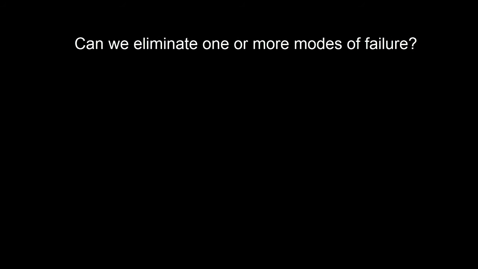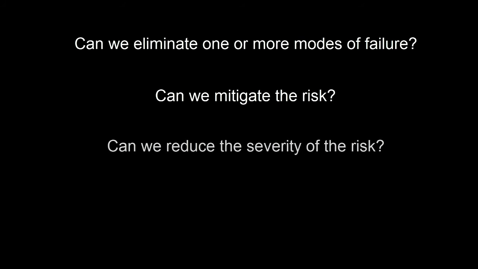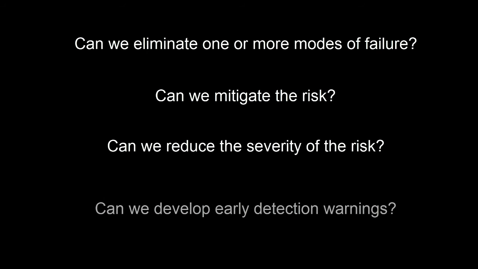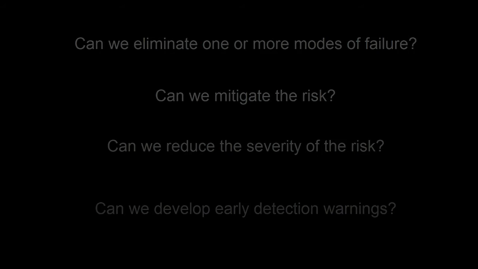Moving on to step 7. This is where we identify countermeasures that can be used to prevent, reduce, or transfer the risk away from the subway system. When thinking about possible countermeasures, it is useful to consider such questions as, can we eliminate one or more modes of failure? Can we mitigate the risk? Can we reduce the severity of the risk? And can we develop early detection warnings?